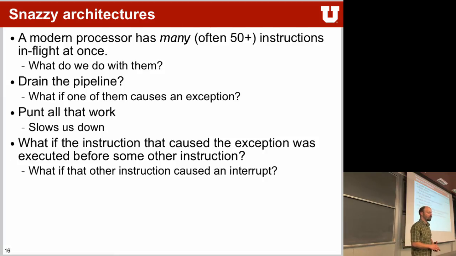These are a couple of other problems. As I said, modern processors have 50 plus instructions in the pipeline, which is difficult to deal with if an interrupt comes. Fortunately, the Cortex M3 only has a pipeline of 3 stages, so there are not that many instructions actually happening. And if I'm not mistaken, in the Cortex M3 the pipeline just gets flushed. But in more complicated architectures, that's not the case.